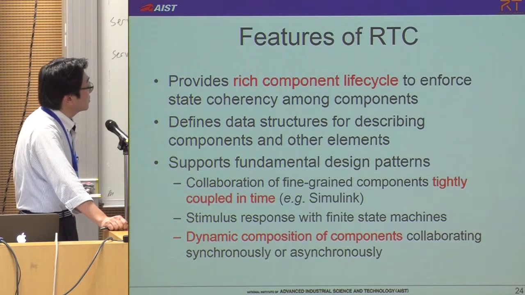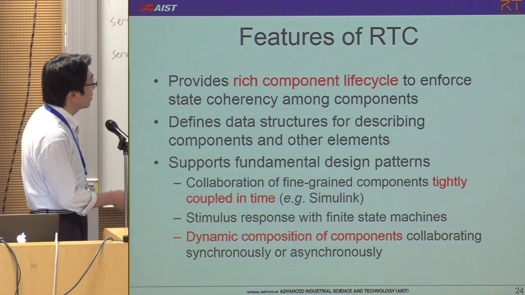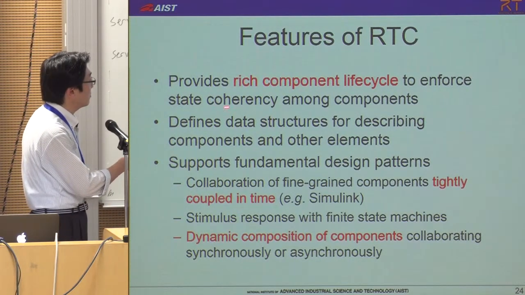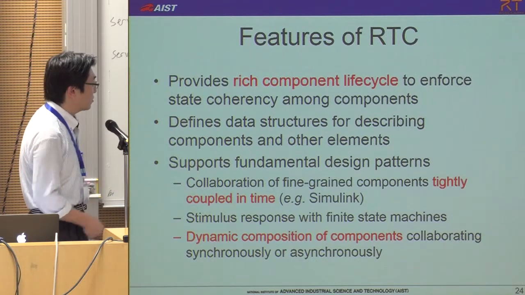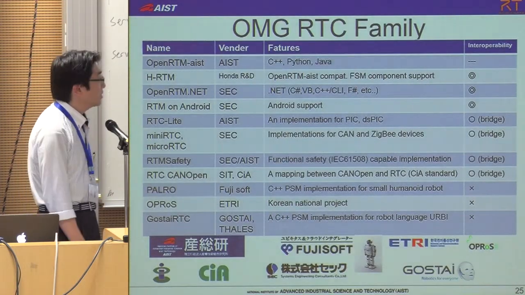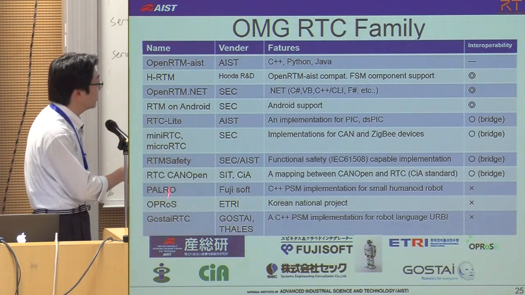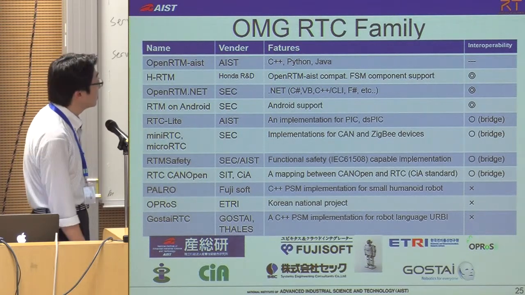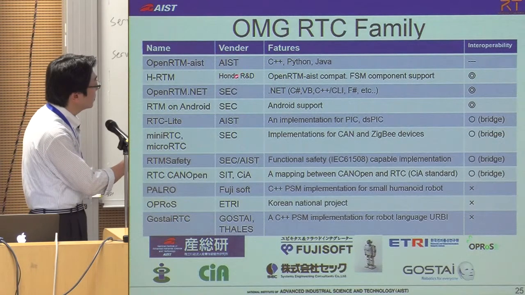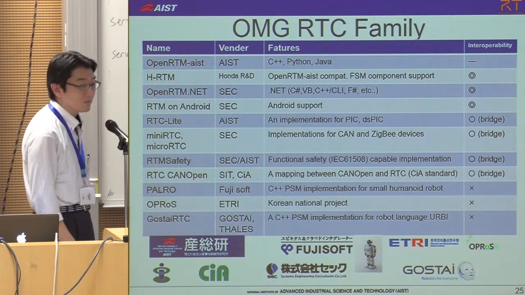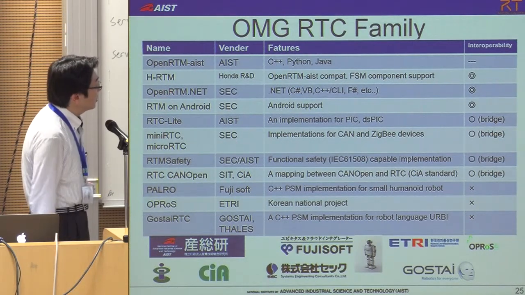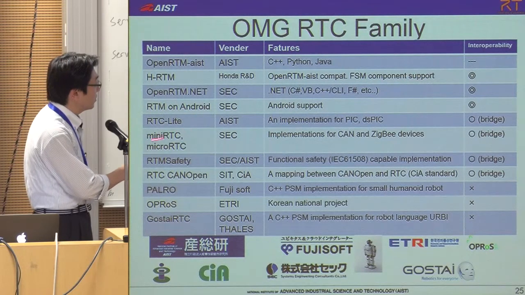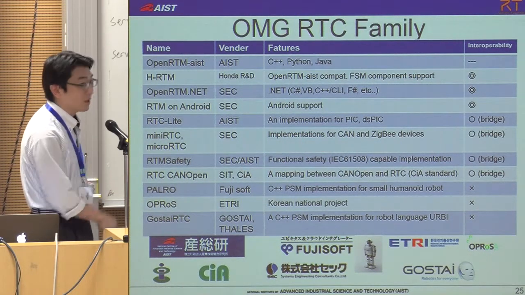So the RTC specification features are here. The RTC specification provides a rich component lifecycle, very fine-grained and tightly coupled components, and the dynamic composition of components. So now we have implementations based on the OMG RTC specification. OpenRTM is here, and Honda R&D also developed their own RT middleware, and SEC is a Japanese software company. And we also support not only Ethernet, but also CAN, ZigBee, and other networks.